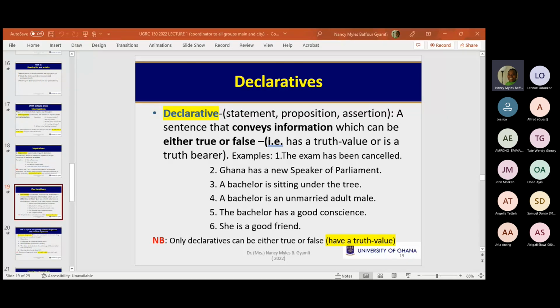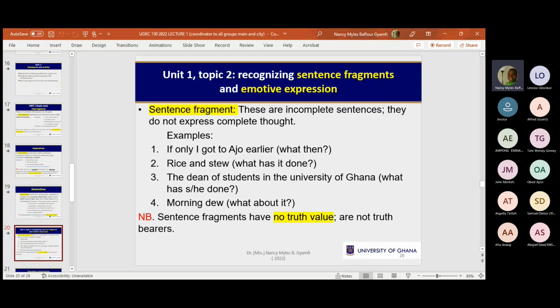Okay, so I'm just saying that it is only declaratives that can be either true or false. That's the third type of sentence. Hello? Could you kindly put up your hand if you want to, because I can't see who. Can anybody hear me, please? Kindly unmute your mic and respond if you can hear me.